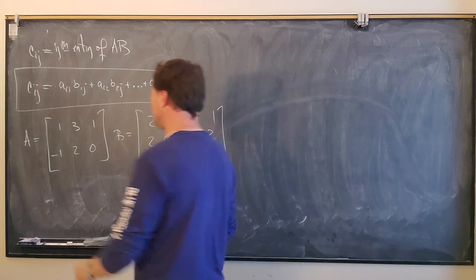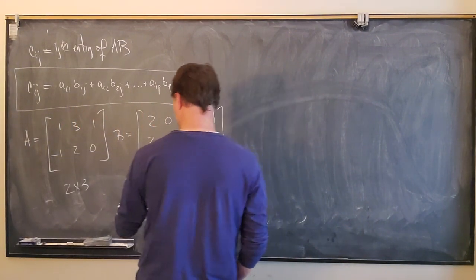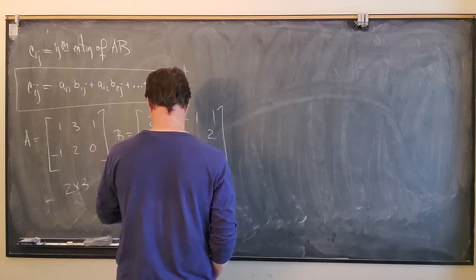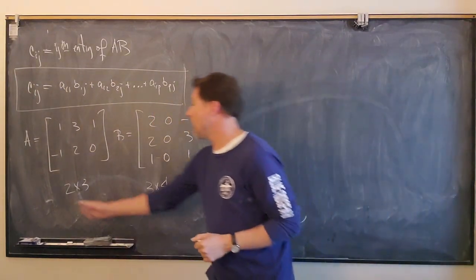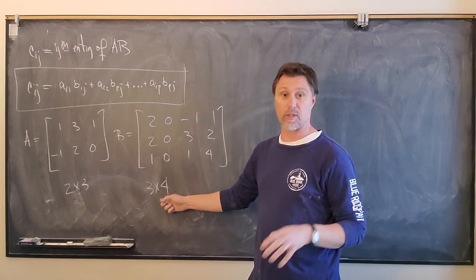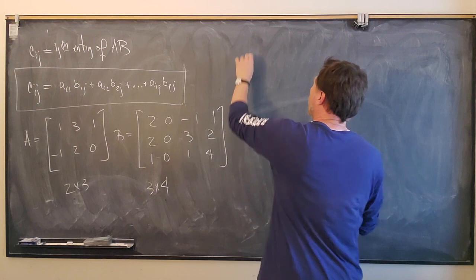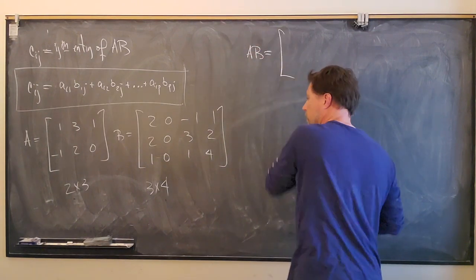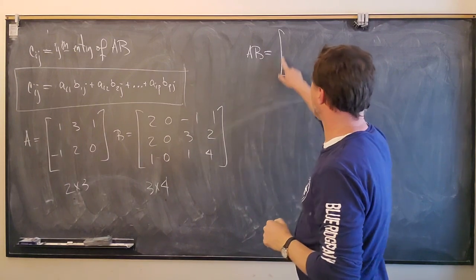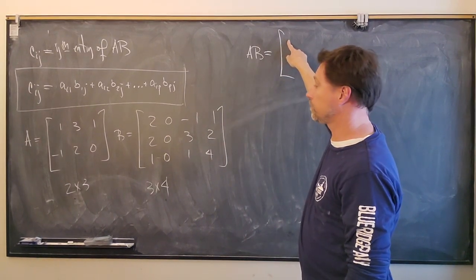All right, so what we have here, A is a 2 by 3 matrix. B is a 3 by 4 matrix. So A times B is going to be a 2 by 4 matrix. There will be 8 entries in there. And so let's compute. First, I need to get the 1/1 entry right here.